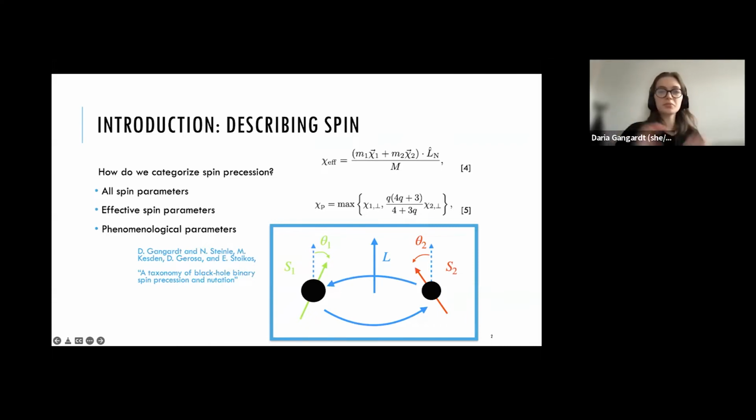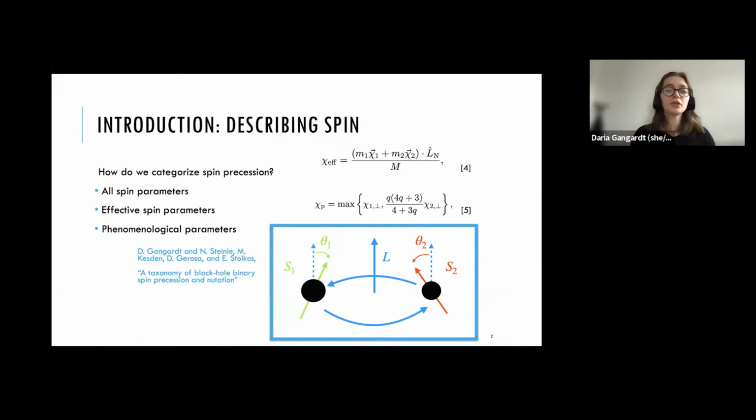So this effect is known as spin precession, and ideally, we would love to be able to describe spin precession in terms of just all of the spin parameters, so both the magnitudes of the spins of the black holes, as well as their tilts with respect to some frame of reference. Unfortunately, we don't constrain each of these spins equally, and therefore, typically in analysis, we use effective spin parameters such as chi-effective and chi-p.